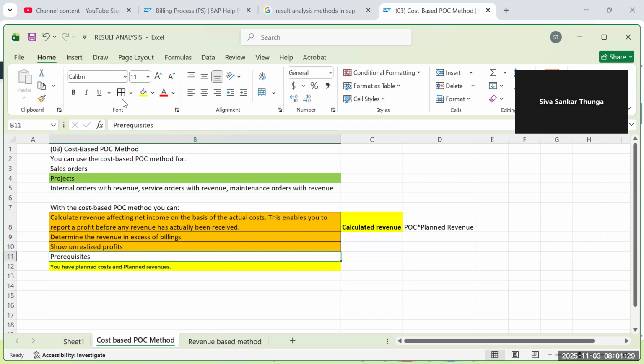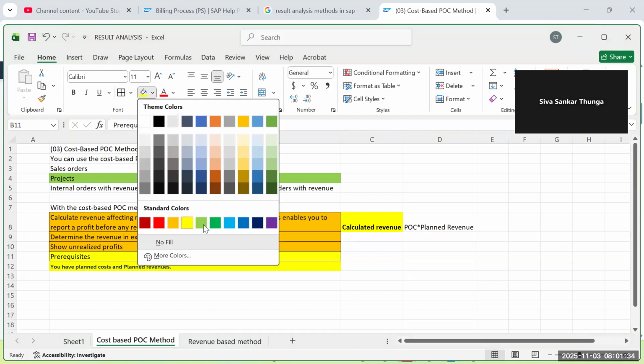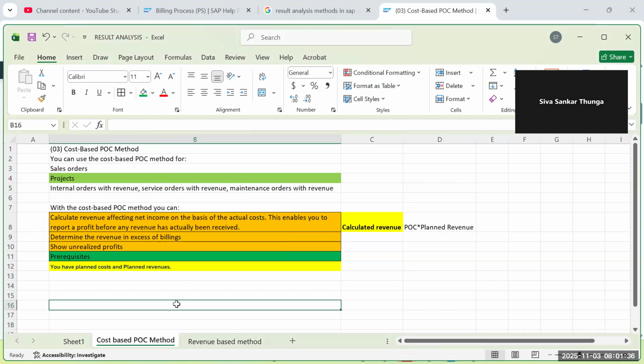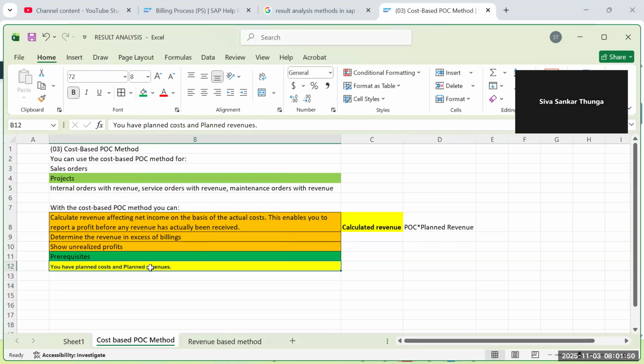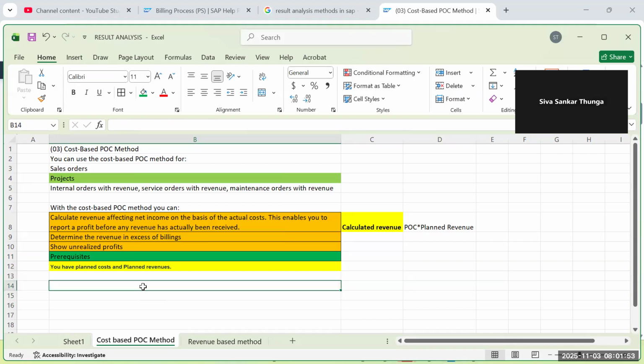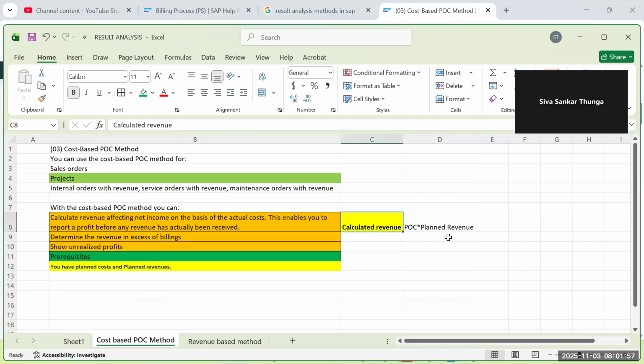Why? Can somebody tell where it is interlinked? To calculate calculated revenue, we need POC, no sir. For POC, we need cost, and for calculated revenue, we need planned revenue. Very good. Excellent. That is what I need. So you understood now. The prerequisite planned cost we are using in POC, actual cost divided by planned cost. In calculated revenue, we are using the planned revenue. So the parameter planned cost, we are using in the POC calculation.